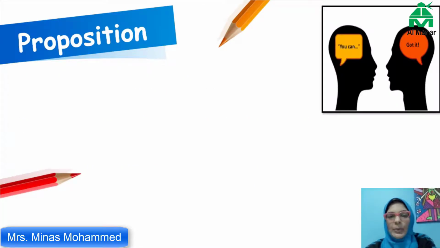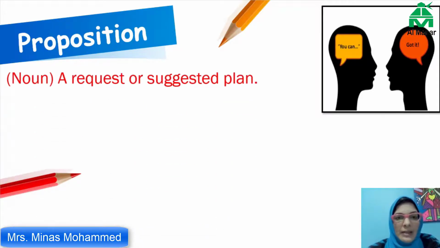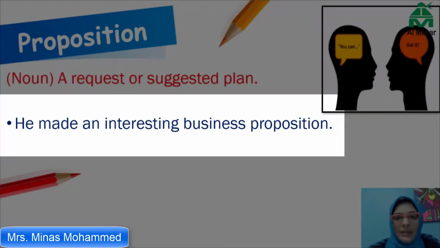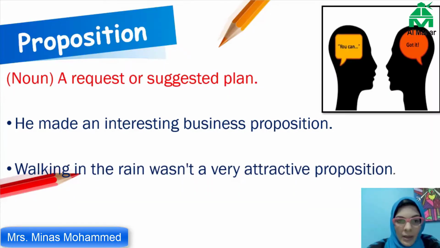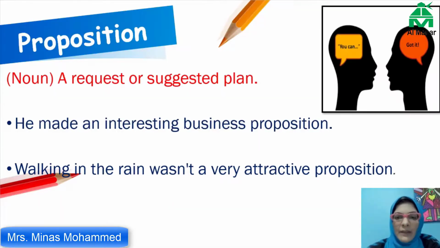Next, we have the word proposition. Proposition is a noun which means a suggested plan or a suggestion or a request. The first example here is: he made an interesting business proposition. He made an interesting business suggestion. Walking in the rain wasn't a very good proposition, or walking in the rain wasn't a very attractive proposition. It was not a very good idea. It was not a very good suggestion. So proposition is a noun, means a suggested plan or a suggested request.